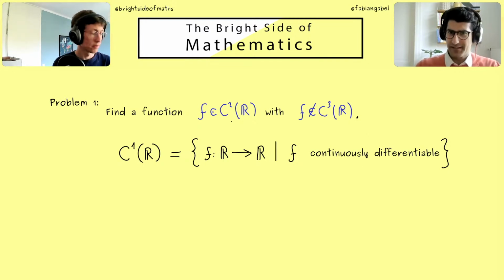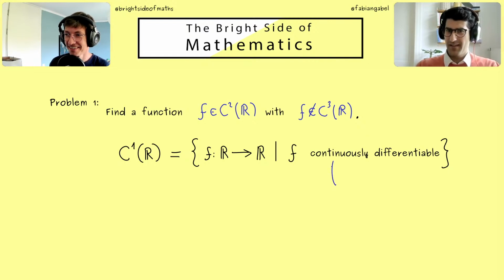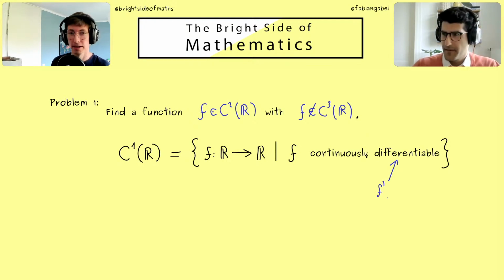So indeed, it's three things that are meant in C1. We have a continuous function that is differentiable with a continuous derivative. Differentiable means that this f prime, the differential quotient, exists at all points x. So this one exists everywhere.